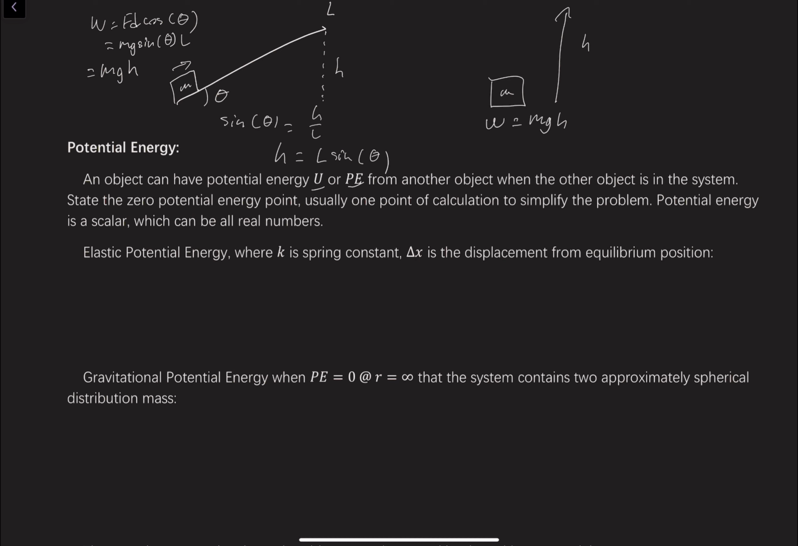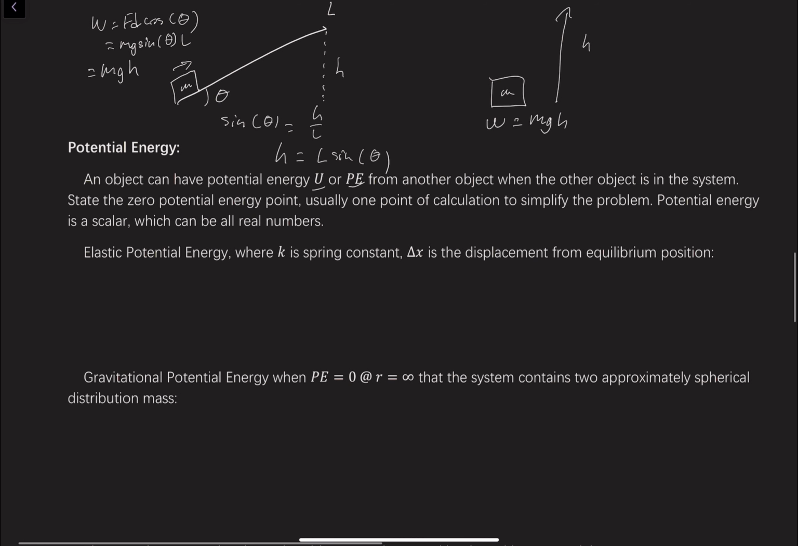So the first one is elastic potential energy. It's usually for a spring. So say U sub S is equal to 1/2 K times delta X squared. This is the amount of potential energy.